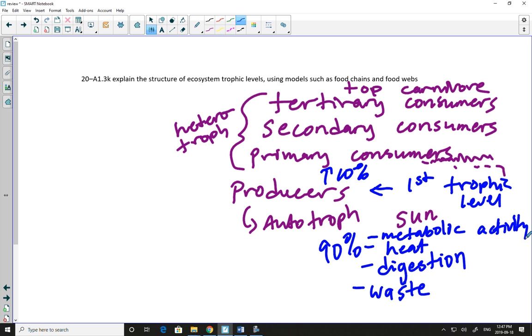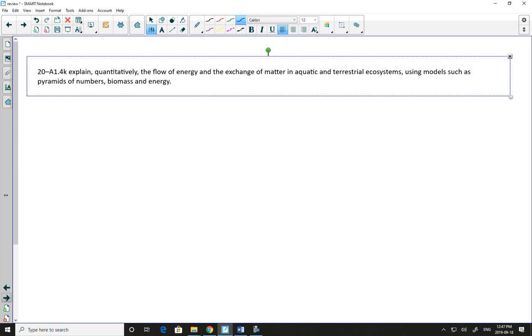Good. All right, then outcome 4 was to explain quantitatively the flow of energy and exchange of matter in aquatic and terrestrial ecosystems using models such as pyramids of number, biomass, and energy. So we already talked about how about 10% of the energy is lost every time you move up a level. We talk about biogeochemical cycles next, I think, but in aquatic and terrestrial ecosystems, we had 3 different pyramids we looked at.